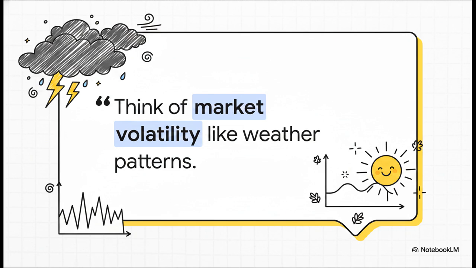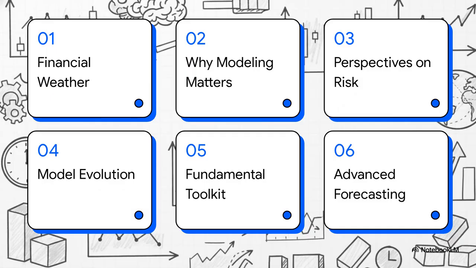This whole concept is a total game changer. It transforms volatility from just being a scary word for risk into a remarkably powerful forecasting tool. So, here is our roadmap for today. First, forecasting the financial weather. Two, why volatility modeling matters. Three, four perspectives on risk. Four, the evolution of models. Five, the fundamental toolkit. And six, advanced volatility forecasting.